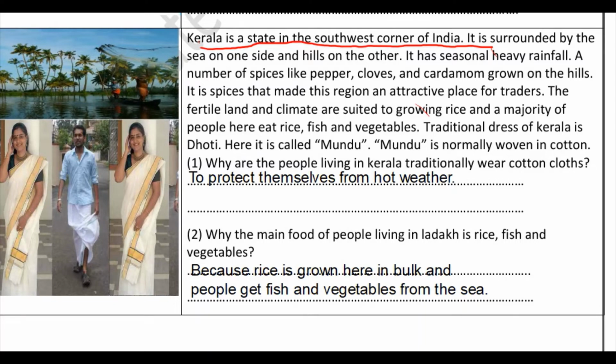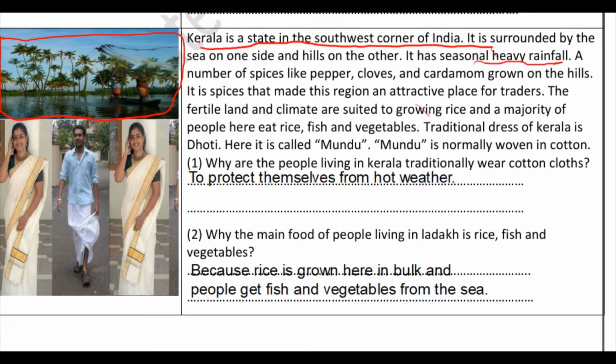Okay, so what this is saying is Kerala is a state in the southwest corner of India. This is surrounded by sea on one side, the Arabian Sea, and hills on the other side. It has seasonal heavy rainfall. That means the rainfall does not come frequently, but seasonally it comes, and the rainfall is heavy. So when there is rainfall, it is a lot of rainfall, and in this area spices are grown like pepper, cloves and cardamom on the hills. So that is why traders like to come to Kerala to trade the spices. And it is the spices that made this region an attractive place for traders, as you know.